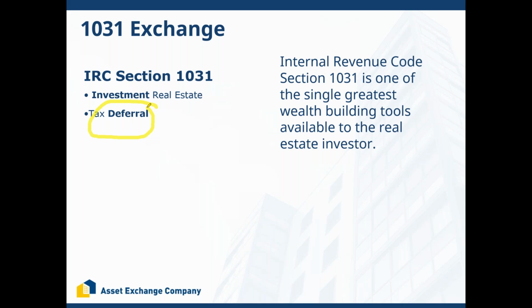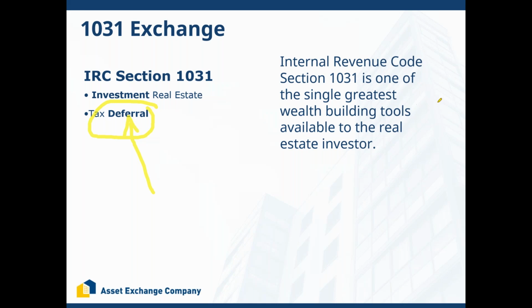Now, notice that I said the word today, right? We're not going to pay Uncle Sam today, but because this is a tax deferral, if and when we eventually cash out of our property, guess who's going to get paid? All of my partners. So I'm going to get paid, my wife is going to get paid, and Uncle Sam is going to get paid if and when we stop exchanging.